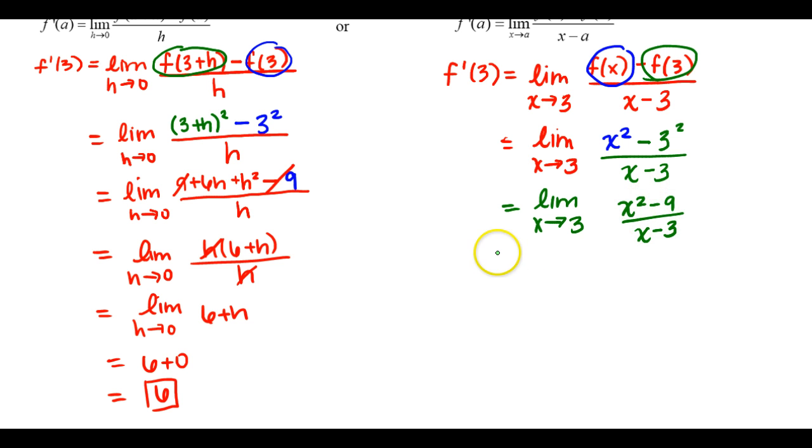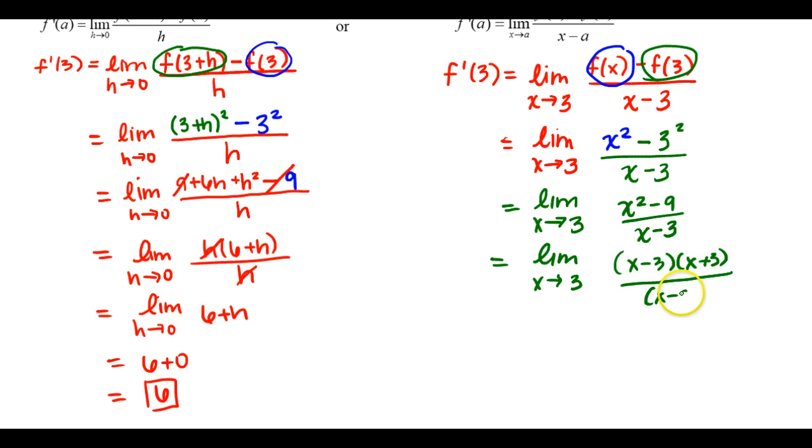We're going to have to do some more algebra. The algebra this time involved is factoring. So in the numerator, we're going to get x minus 3, x plus 3. The denominator had the quantity x minus 3. So these two linear terms will cancel, and we still have the limit as x approaches 3 of x plus 3. And now we can substitute in our 3 for x.